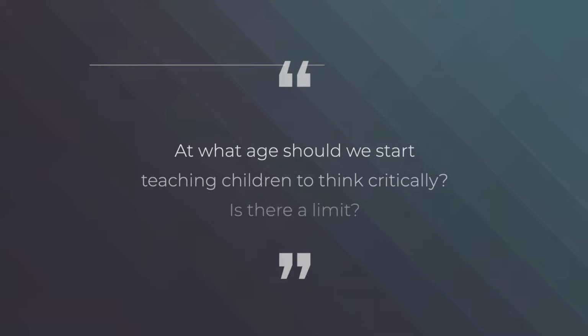Is there a limit? That is a really interesting question. Research in recent years has shown that young children are much more mature thinkers than we once believed. This means that critical thinking can be taught as early as preschool. For example, a young child can be taught to process information, for example, to recognize falsehoods in advertising, to identify the cause of problems, to understand emotions, but be guided by a reason, and so on.